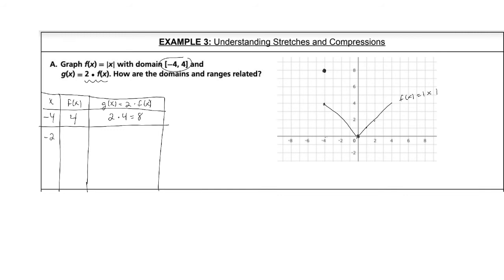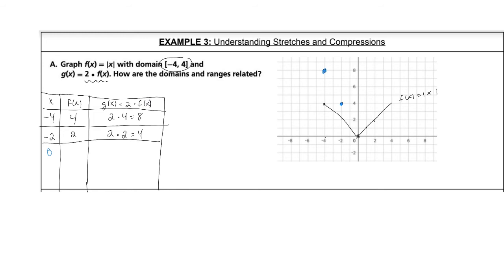Now -2, we know is 2 for f of x. Now for g of x, it's going to be 2 times 2, so 4. So -2, 4. I should be marking this in a different color. Sorry, here we go.